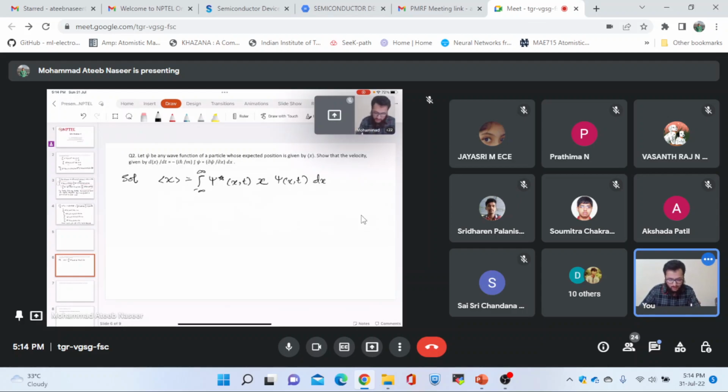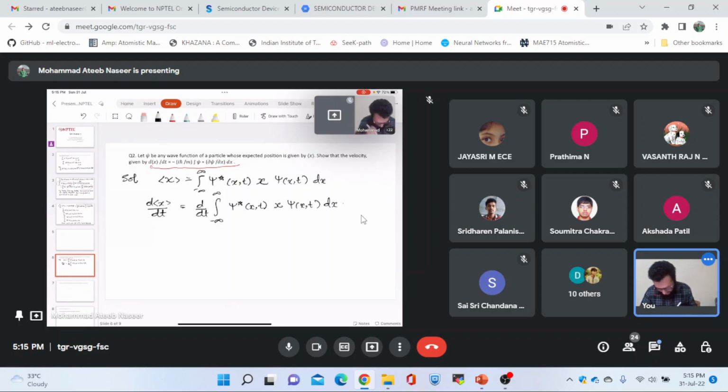So what we are told to do here is to get the velocity and show that this velocity is given by this relation. We are going to proceed by just differentiating dx by dt. As we know, velocity is the time derivative of the position. This is just from the basics. So if we do this, we will be writing d by dt of the integral from minus infinity to infinity of psi star of x comma t x psi of x comma t dx.